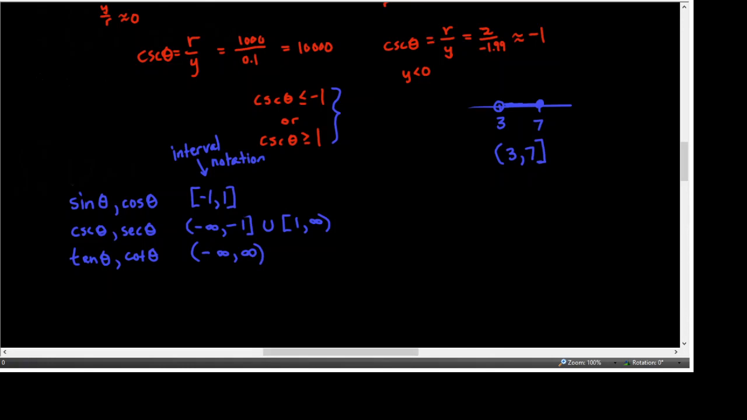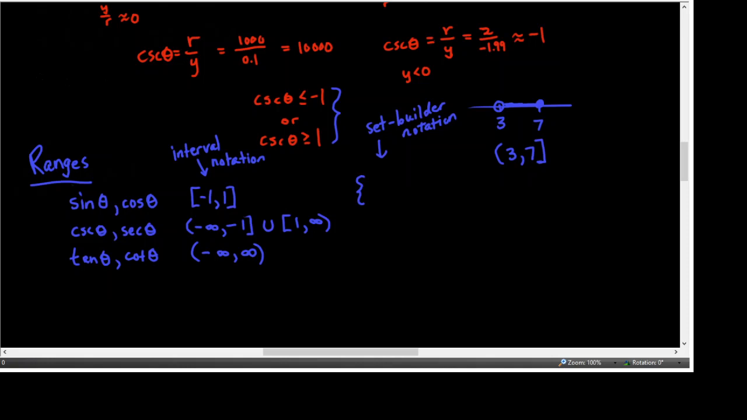Okay, so those are the ranges. Now, they show you set builder notation, which I don't think you have to learn, but I'm going to show you what it means. I'm going to rewrite this in set builder notation now, for each of the 3 possible ranges. And these are ranges of the trig functions, by the way.